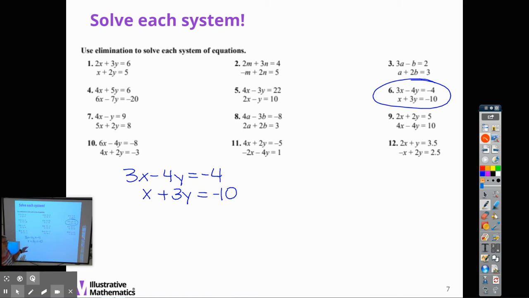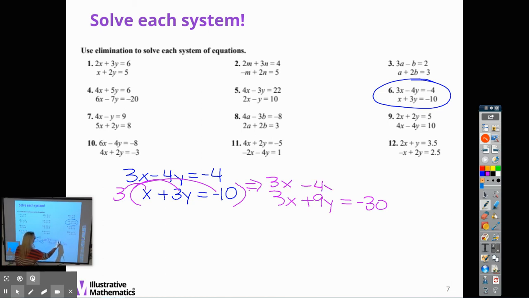All right, so for number 6, your first step, you could have done a couple of different things. The easiest thing to do is to multiply the second equation by 3 so that we get 3x, and we can cancel that out. So 3 times x is 3x, 3 times 3y is 9y, and 3 times negative 10 is negative 30. And then our top equation doesn't change. It's still 3x minus 4y equals negative 4.